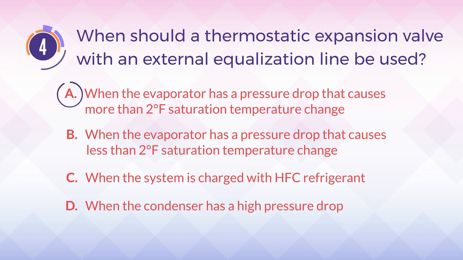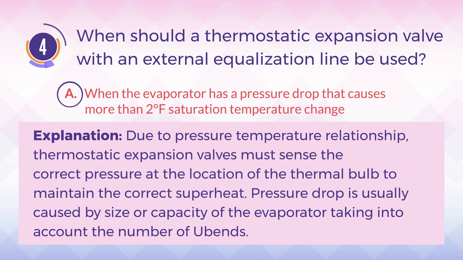The correct answer is A. When the evaporator has a pressure drop that causes more than 2 degree Fahrenheit saturation temperature change. Explanation. Due to pressure-temperature relationship, thermostatic expansion valves must sense the correct pressure at the location of the thermal bulb to maintain the correct superheat. Pressure drop is usually caused by size or capacity of the evaporator, taking into account the number of tubes.